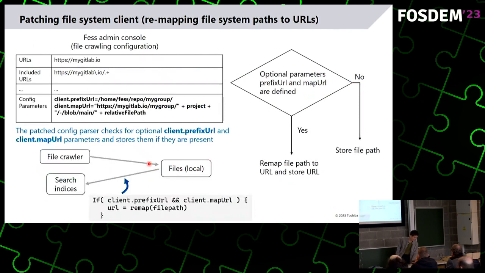So what we did, again, was define custom optional parameters that the admin can write in the console config parameters field, specifically the prefix URL and map URL parameters. When these parameters are present, the parser picks them up, and later the web crawler sees these parameters and, if present, performs remapping. So this is the conceptual overview of how this patching works.